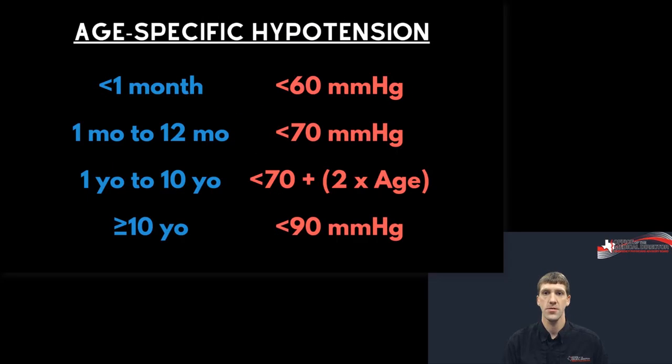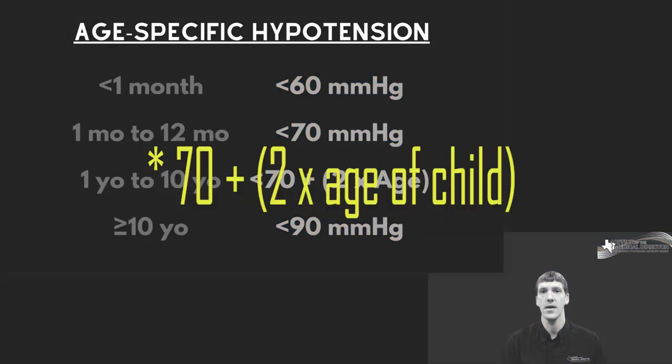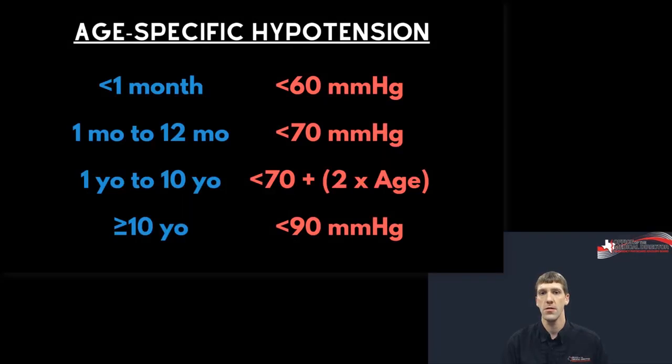Here are your specific numbers for determining hypotension for pediatric patients. For the fresh ones less than 1 month old, blood pressure is going to be less than 60 to determine hypotension. For those 1 to 12 months or 1 year of age, it's going to be less than 70. And once we get into the 1 year to 10-year age range, it's going to be 70 plus 2 times the age of the child. For greater than 10 years old, we finally get back into adult ranges, and a blood pressure of less than 90 systolic would determine hypotension. Keep in mind that these parameters are important, and don't assume that a low blood pressure reading is appropriate for that child without at least doing the calculation and checking the numbers.